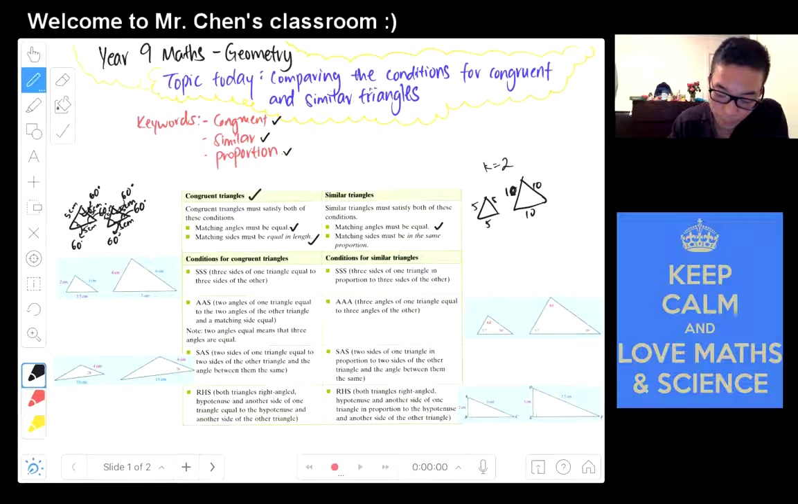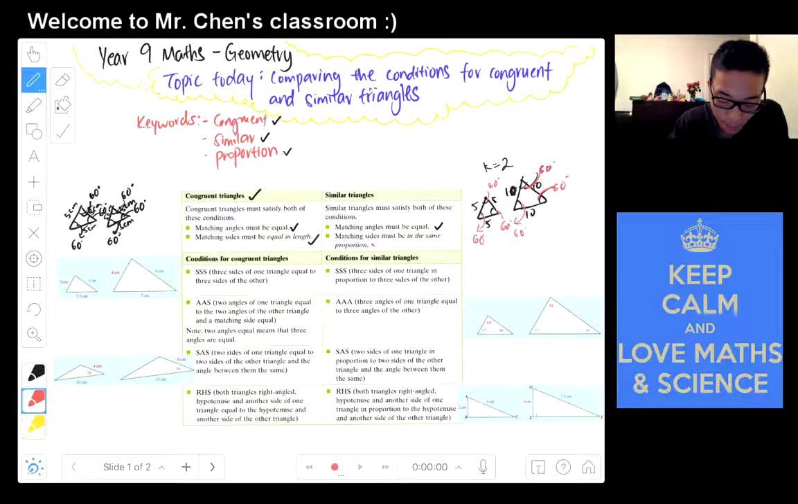That doesn't change the fact that they all still have 60 degrees. It doesn't change the angle. All it changes is the length. Look at here, that's what it means.